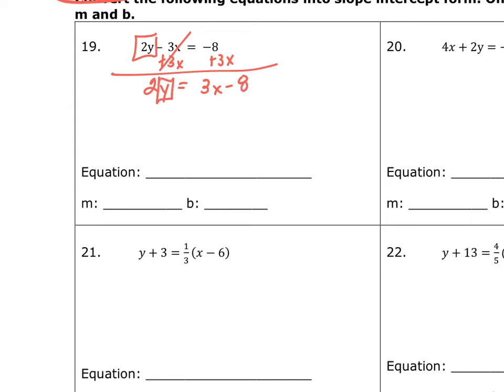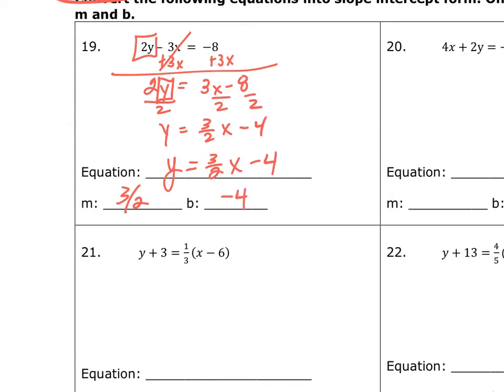Again, I'm trying to isolate the y, so I'm going to divide everything by 2. I'm left with y equals 3 halves x minus 4. So my equation is y equals 3 halves x minus 4. My slope is 3 halves, my b is negative 4.